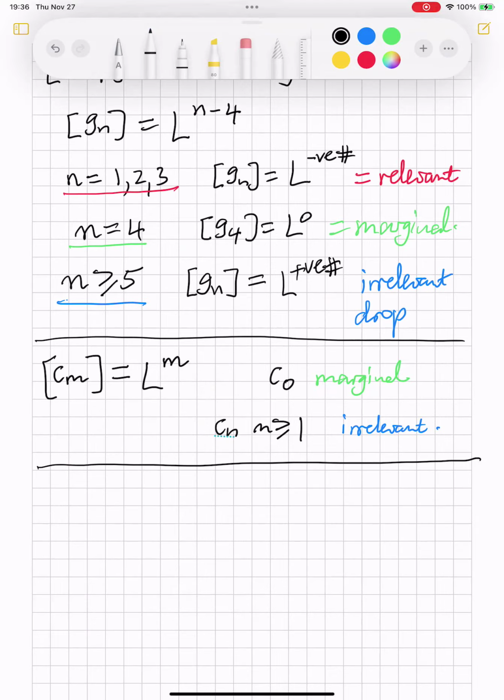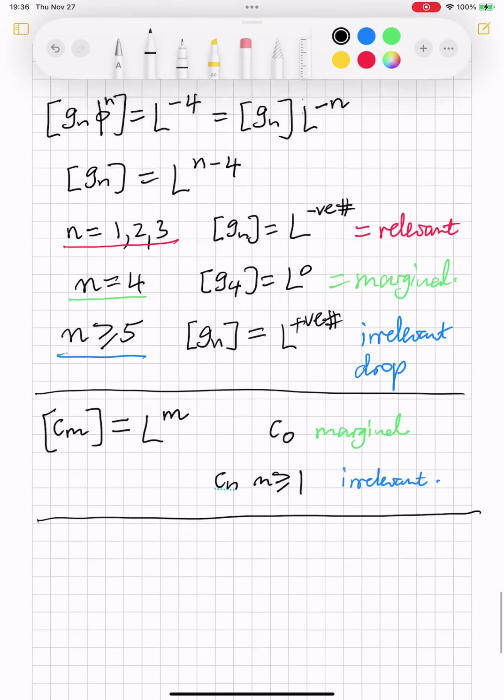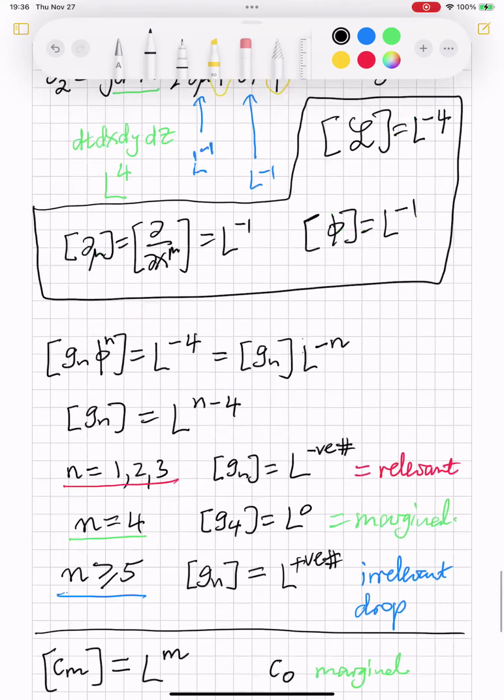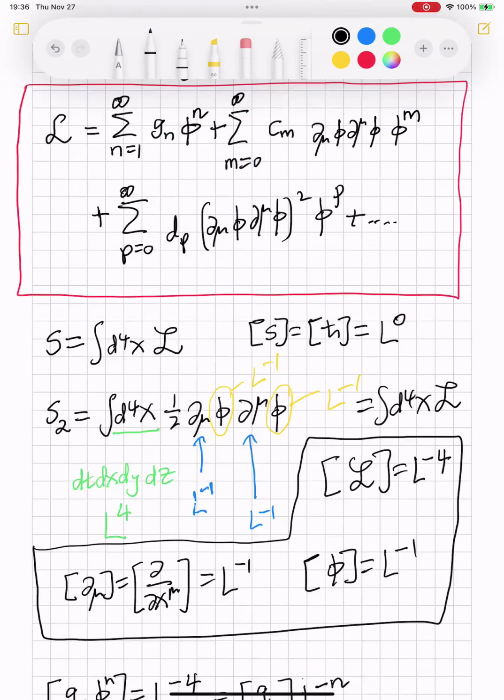Finally, let's look at this term with the d's. So do exactly the same thing. Work out what is the dimensions of d to the p, just as we've been doing it so far, and then decide what relevant, irrelevant, and marginal operators there are. So pause the video, do the exercise, and then we'll discuss it.